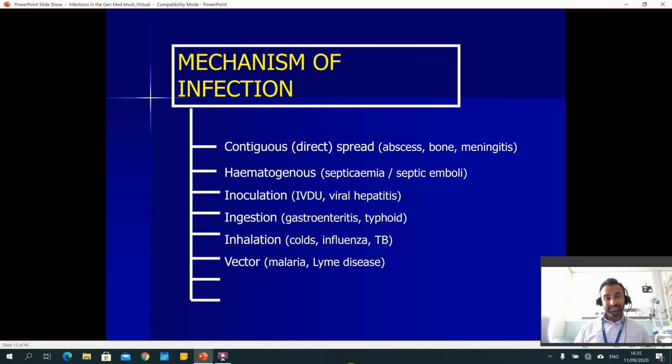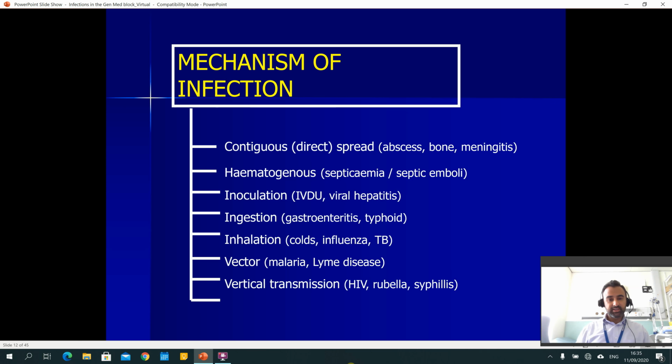Vectors are really important, particularly in travel infections. So we know that many vectors carry infections. So the mosquito for malaria and dengue, for instance, and the ticks when it comes to Lyme disease. So this will be relevant, particularly in your infection from return traveler talk.